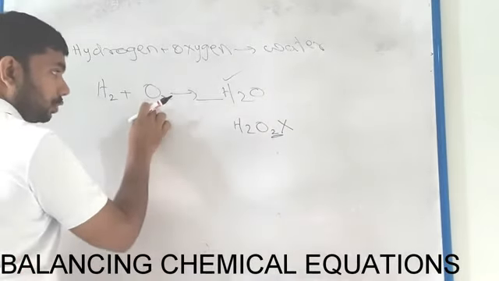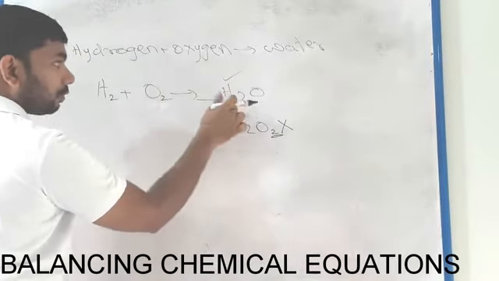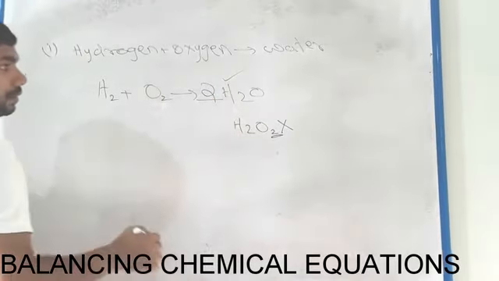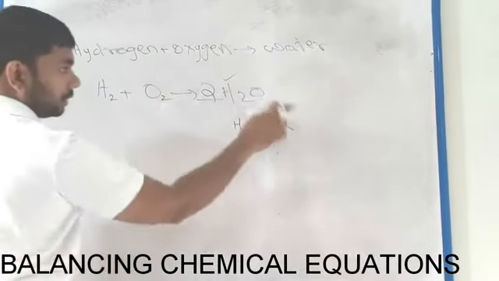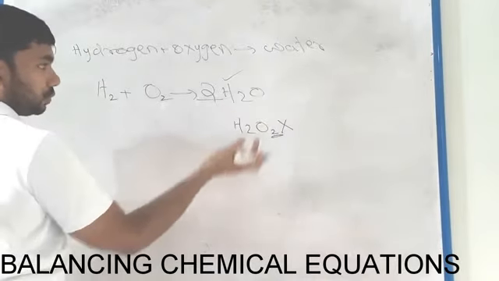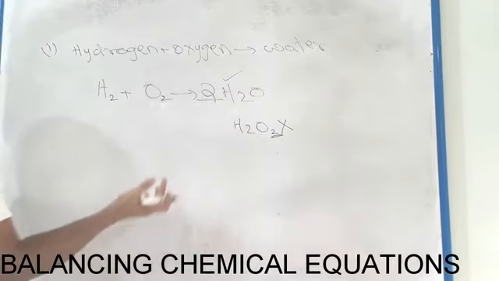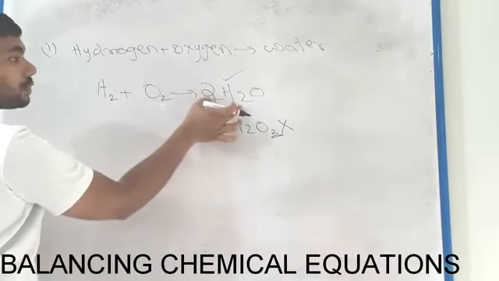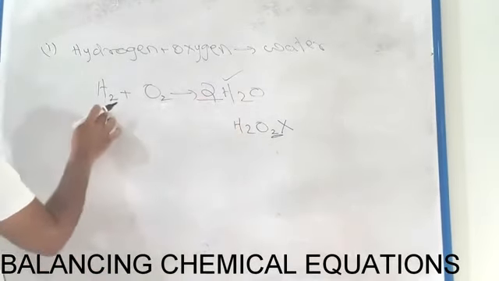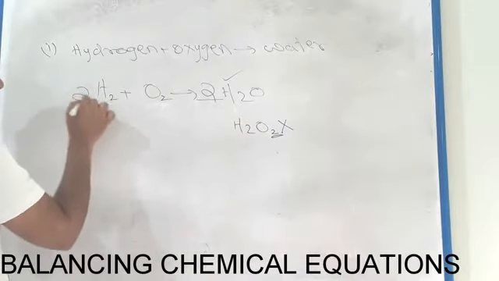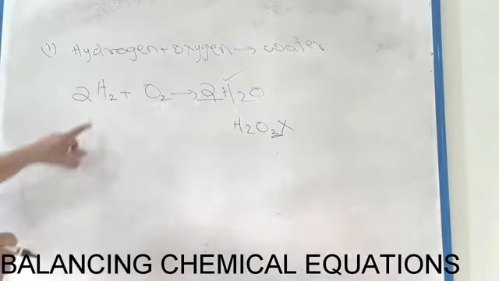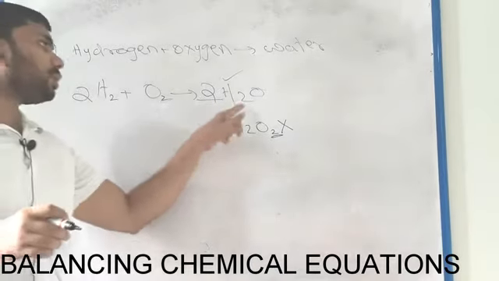Okay, you have 2 oxygens here. You need 2 oxygens over here. So put 2 here, not there. So 2 H2O. Now oxygen is balanced: here 2 oxygens, here 2 oxygens. What about hydrogen? Here 2 times 2, 4 hydrogens. Here 2 hydrogens. So we have to put 2 here. So 2H2 plus O2 giving 2H2O.